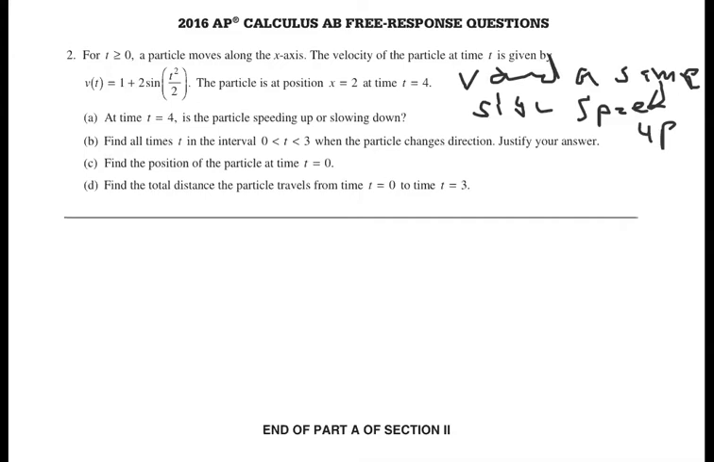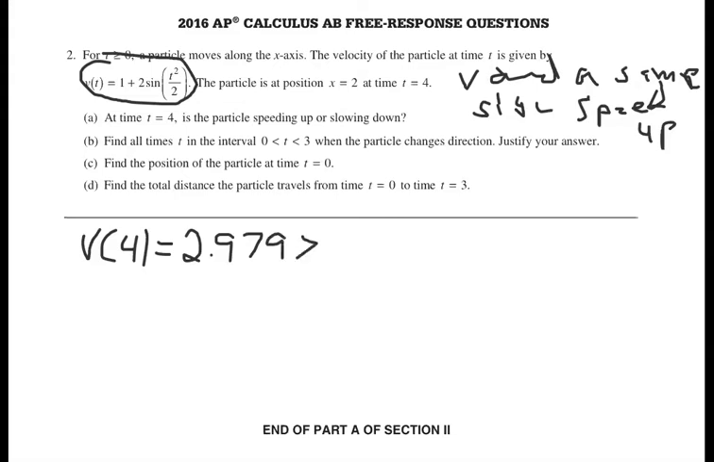And then when their velocity was positive, they're moving right, and my acceleration was negative, I shoved them to the left and slowed them down. So we have to check both velocity and acceleration. In order to do that, we're going to use the calculator and find the velocity. We stick in t for the function in the calculator, and we get 2.979, which is greater than 0. So that means the object's moving to the right.